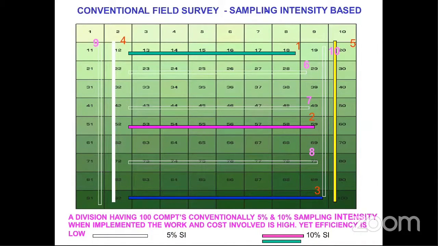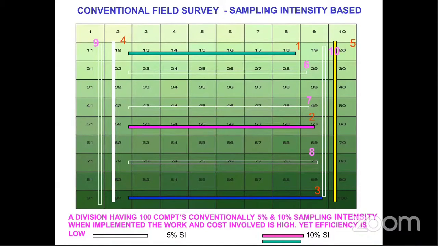Earlier, as per working plan codes, there is a requirement of at least 10% sampling intensity. When we talk about sampling intensity, it means that out of the total area for which growing stock is to be calculated, at least 10% of the area has to be ground surveyed. So here is one example.